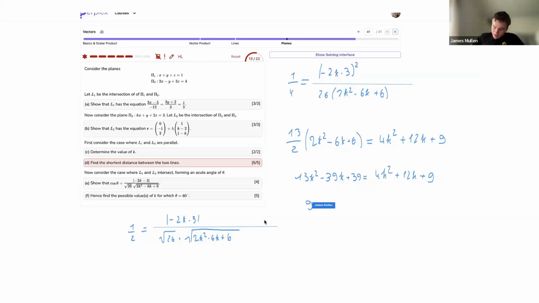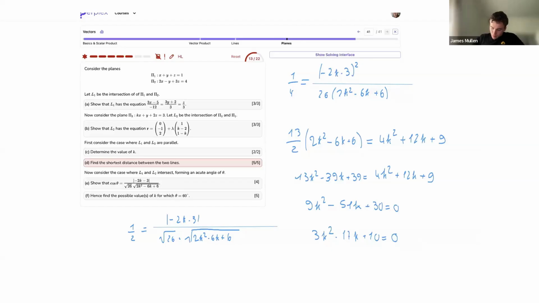Now, if I simplify that, I get 9k squared minus 51k plus 30. Okay, and I said something slightly wrong. Hang on, there's a mistake here. 4k squared plus 12k plus 9. Oh, no, it's fine. Minus 51k plus 30 is equal to 0. Now I can divide everything by 3, and I get 3k squared minus 17k plus 10 is equal to 0.